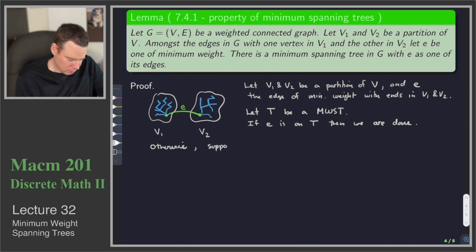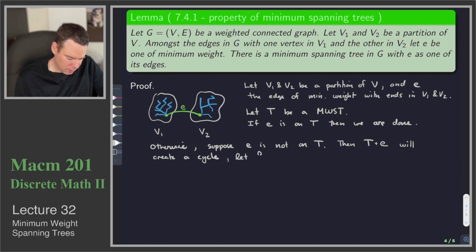Suppose E is not on T. Well, if E is not on T, then there must be another edge in the spanning tree which goes from a vertex in V1 to a vertex in V2. So how are we going to find that one? Well, we're going to do the following. Suppose E is not on T, then we will add it to T. And that will create a cycle. So then T plus E will create a cycle, because adding an edge to a tree creates a cycle.